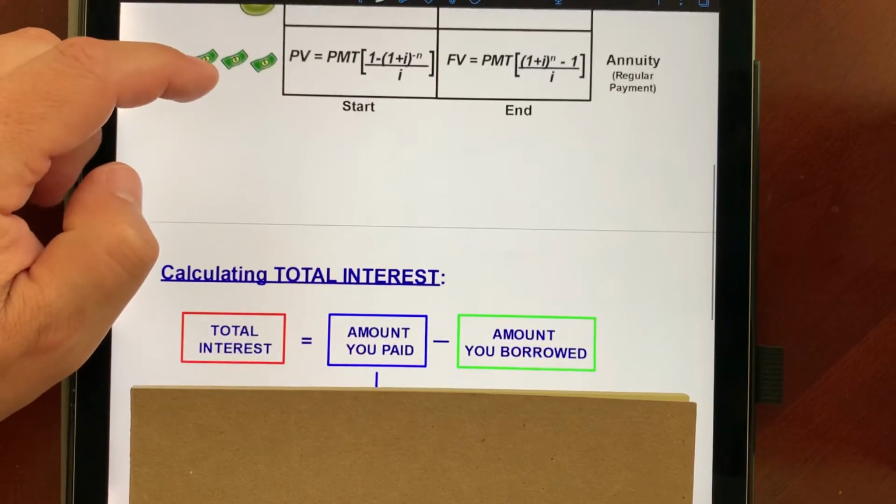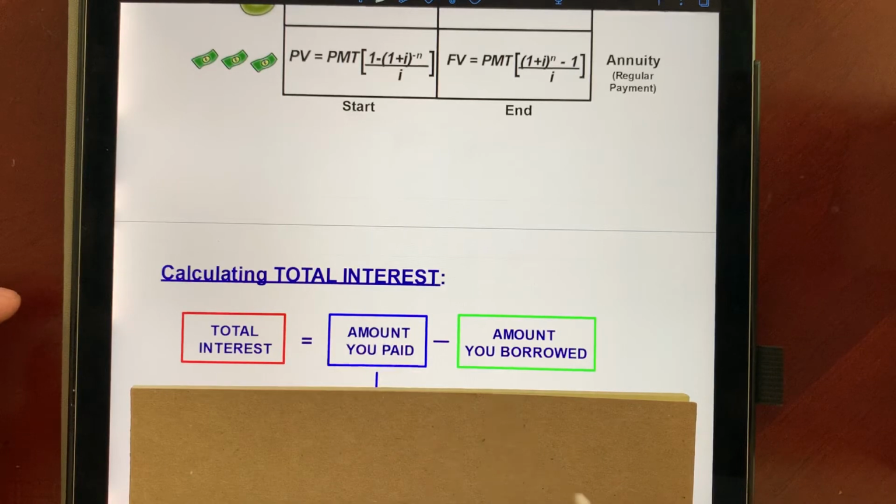Oh yeah, lastly, calculating total interest is very simple. We usually tend to overcomplicate it, and it's not. It's just: how much did I put down, and how much did I take out? It kind of goes backwards if you invest or if you borrow money, but the idea is the same. So if I put down $1,000 and took out $1,200, it was $200 in interest. I don't need a formula for this.